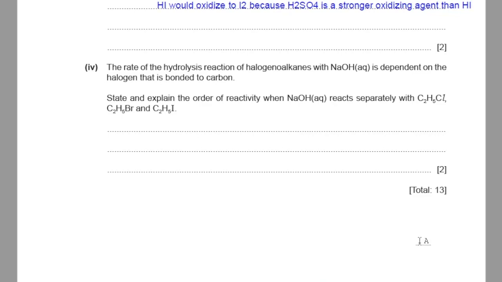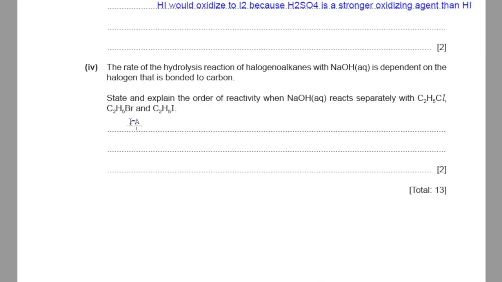The rate of the hydrolysis reaction of halogenoalkanes with NaOH is dependent on the halogen that is bonded to carbon. State and explain the order of reactivity when NaOH reacts separately with ethyl chloride, ethyl bromide, and ethyl iodide. So ethyl iodide reacts the quickest with NaOH, and ethyl chloride would of course react very slowly, due to the greater bond length of carbon to iodine in ethyl iodide, that makes it a weaker bond, whereas the carbon to chlorine bond in ethyl chloride is the strongest among all.